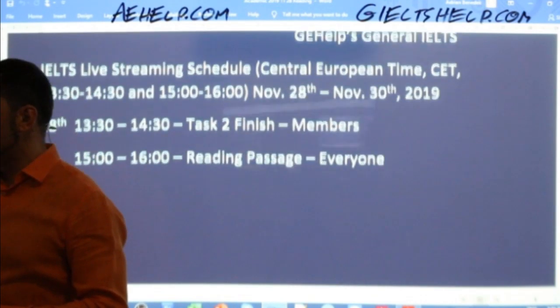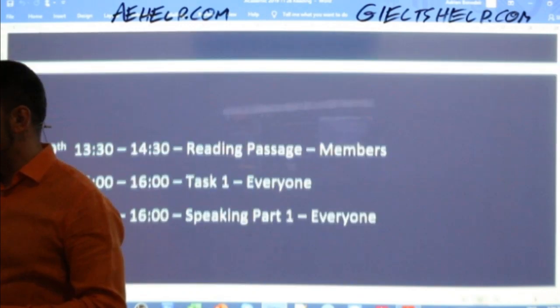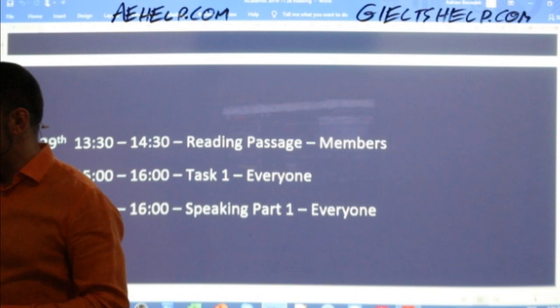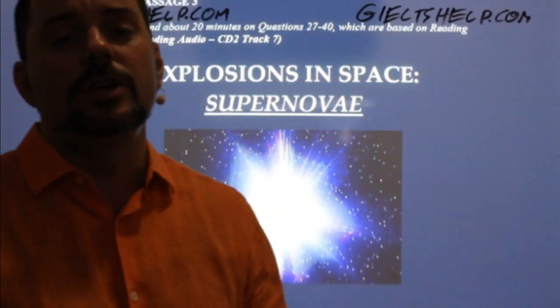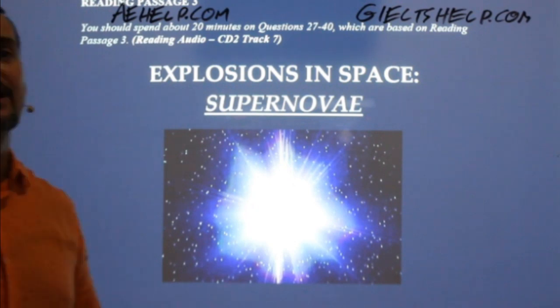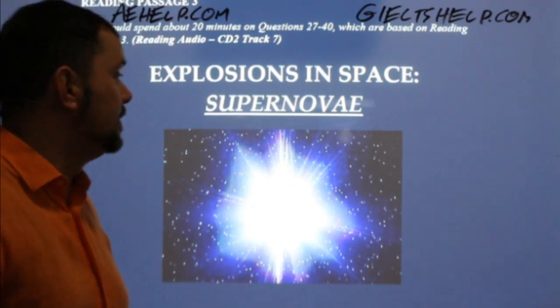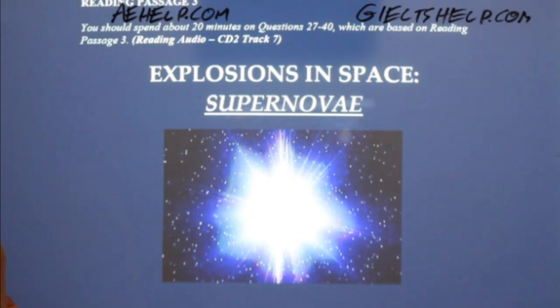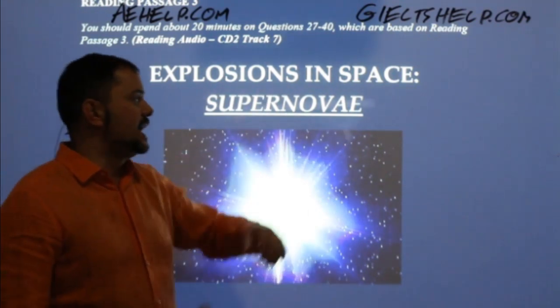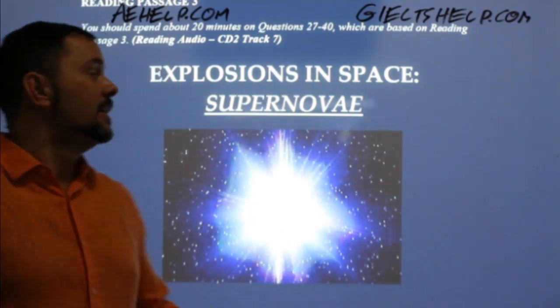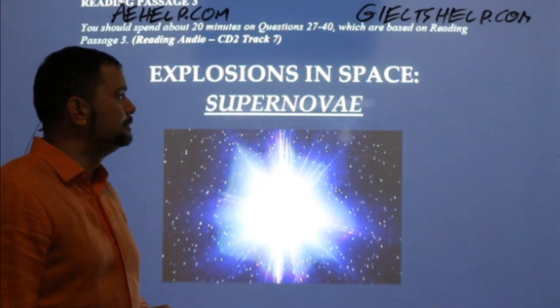All right, everyone, so reading passage. This reading passage is taken from our book 1 from the academic. Let's take a look at it. And this reading passage 3 is the same level of difficulty as what you may encounter in the official exam. In fact, you might even encounter a very similar topic. All right, so we're moving through the reading and we look at the title, of course, first: Explosions in Space, Supernovae. Wow, okay, exciting. And then we have this picture here.